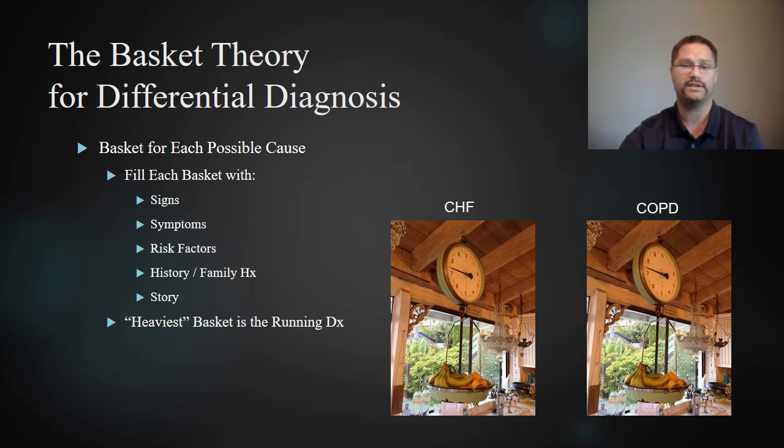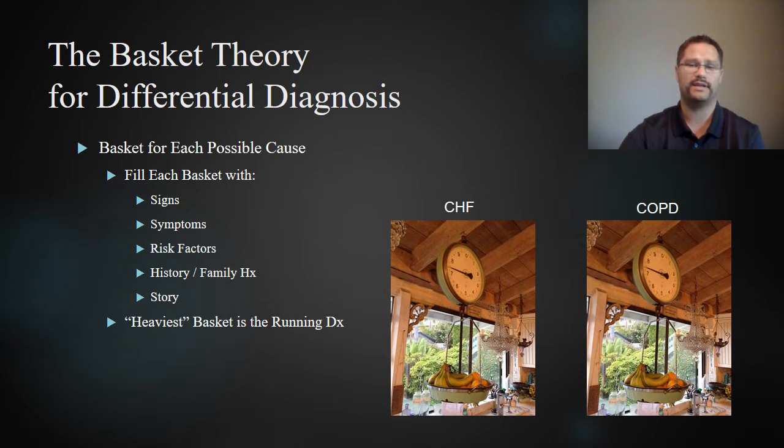We've each had the patient with which we struggled to determine whether the patient was experiencing an exacerbation of COPD versus the CHF patient. Using the basket theory, you would take the signs, symptoms, risk factors, history, story for each of the associated illnesses and put it in their respective baskets. The heaviest basket is what you use for your running diagnosis. Signs that might help you differentiate between the two would be wet versus wheezy lung sounds. The CHF patient would probably have edema, pursed lip breathing, hepatojugular reflux, and possibly an S3 heart tone, versus your COPD patient, which is a barrel-chested patient who has a productive cough and gray periphery.